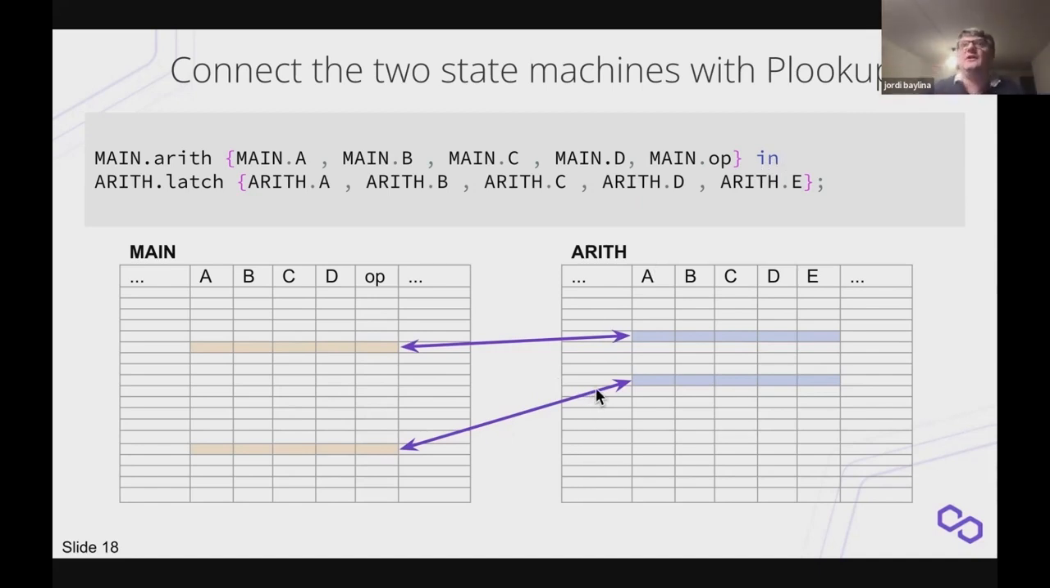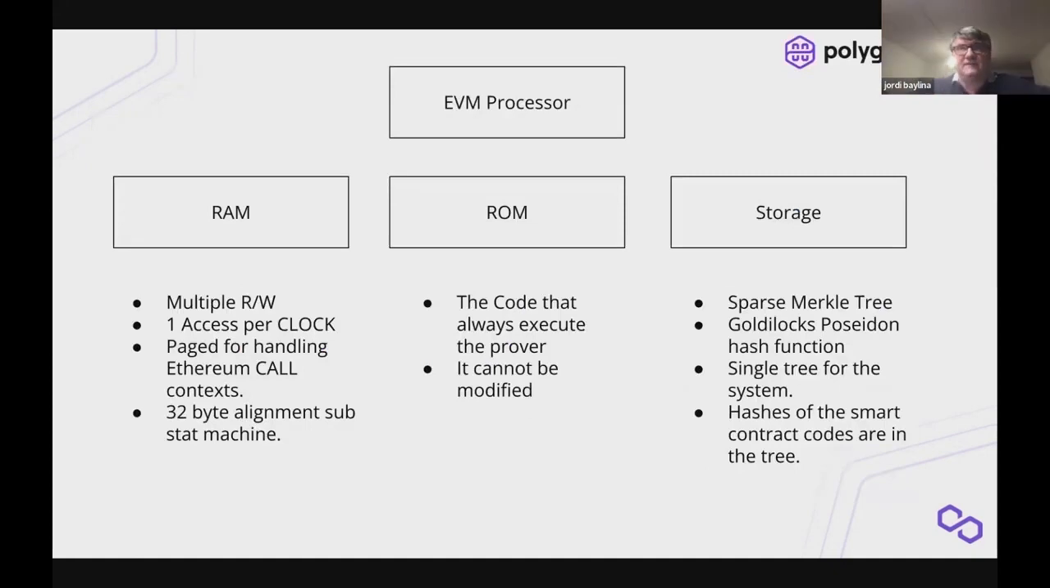Here is the other idea of the system. We have secondary state machines, so we have other coprocessors that are doing specific operations. And in the main state machine, we are just connecting via lookup or via permutation check to these for doing these operations. And all these relationships are defined in PIL. But what's the system? So what's the zkEVM composed of?